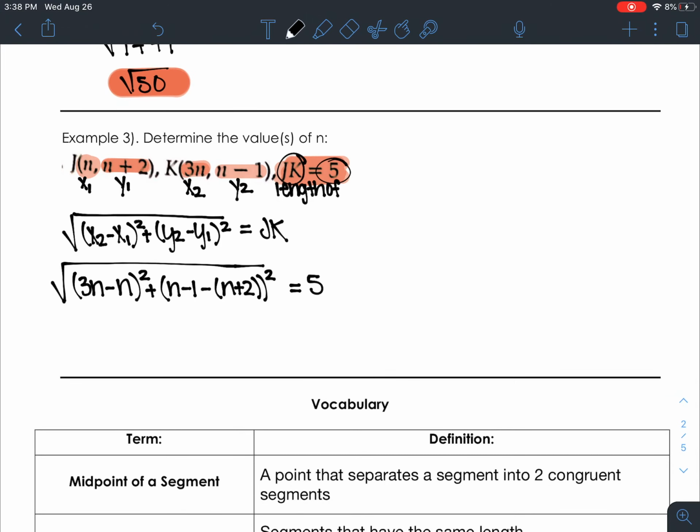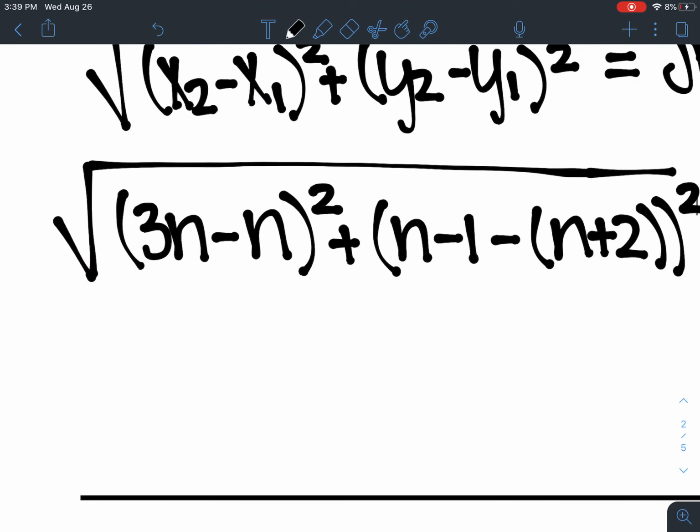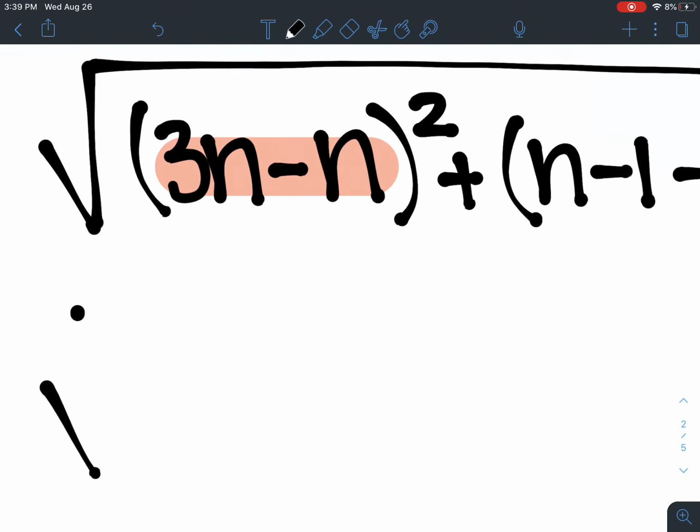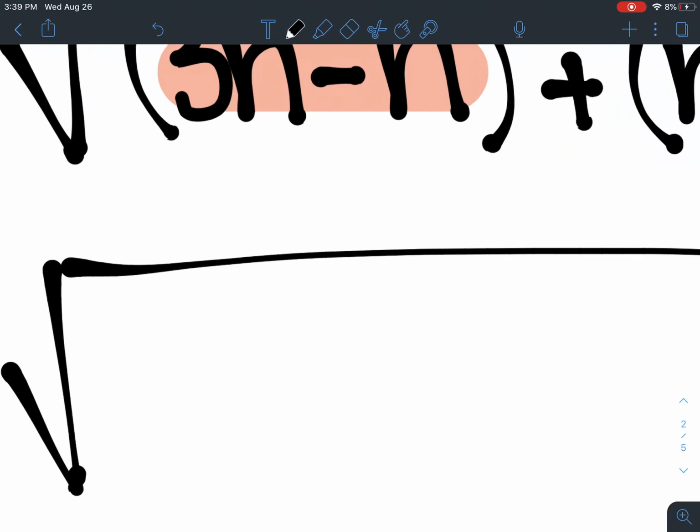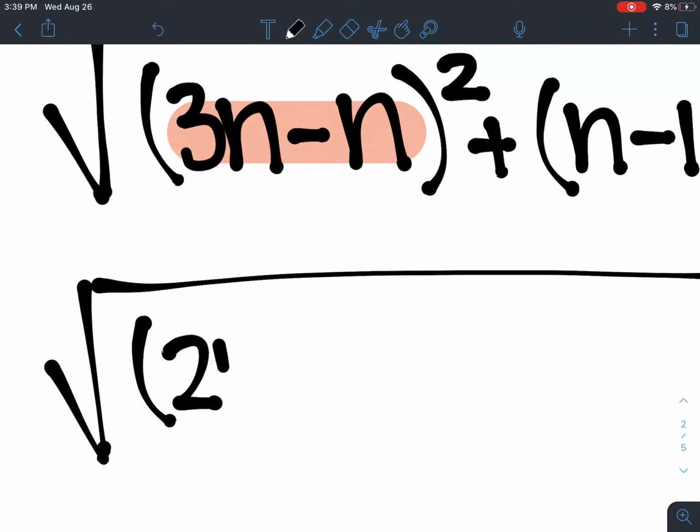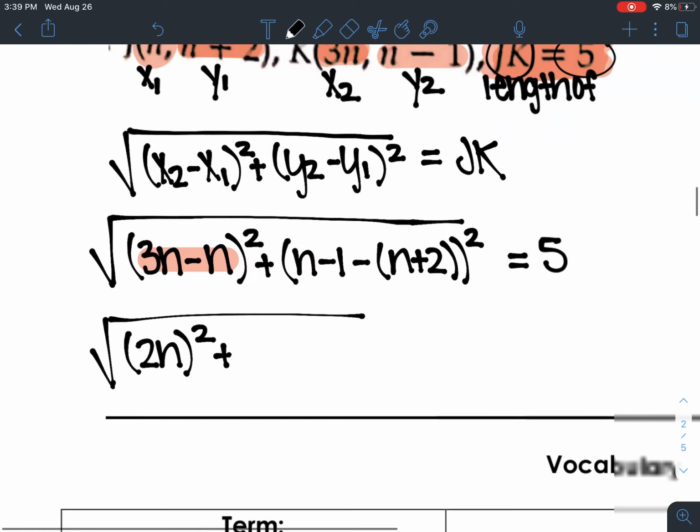So that looks kind of intimidating, right? So we just now need to simplify, all right? Let's just really bank on our algebra skills and simplify that mess. So let's start within our parentheses. What is 3n minus n? Well, you're just combining like terms here, all right? So all it is is just 2n. So I'm going to have 2n in parentheses squared plus, okay.